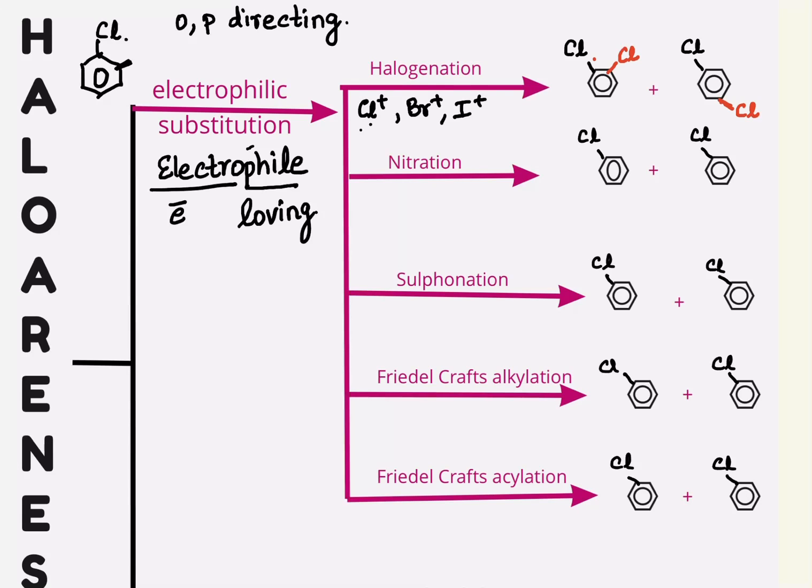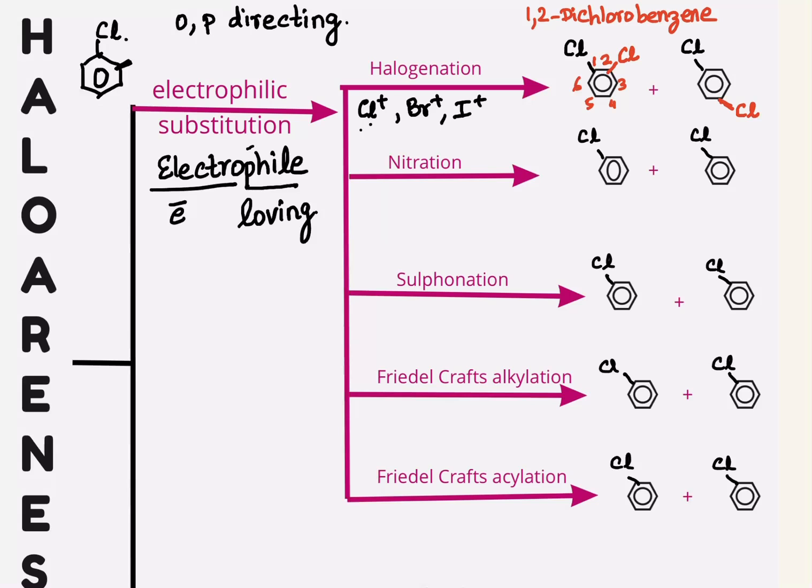You can name them as 1, 2, 3, 4, 5 and 6. So you can name this as 1,2-dichlorobenzene, right? Similarly, can you name the second one?